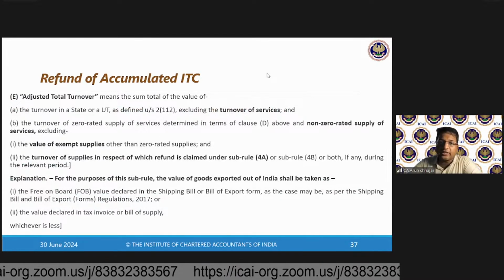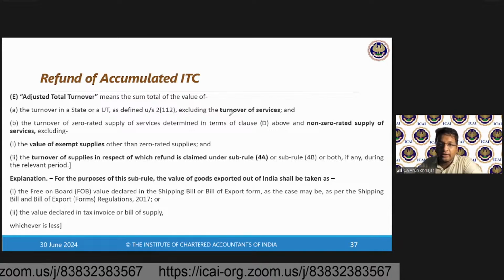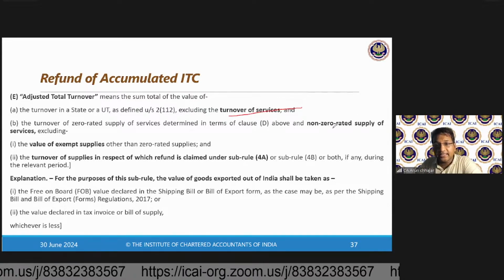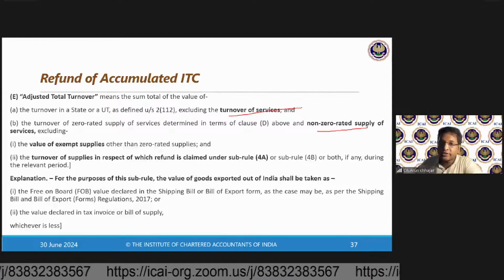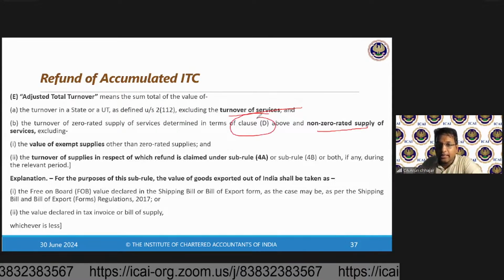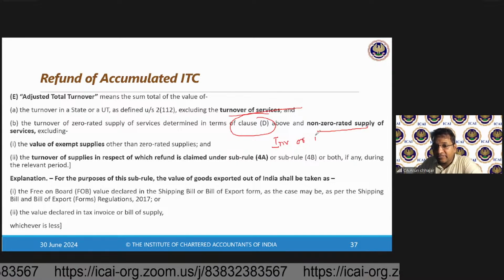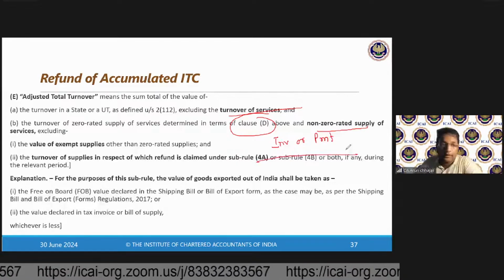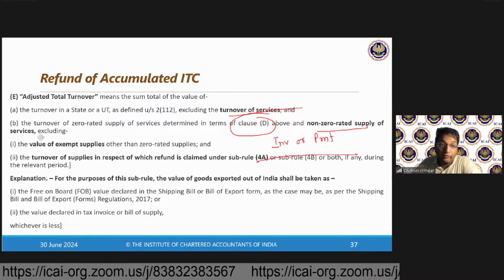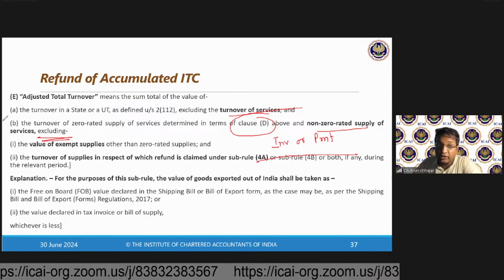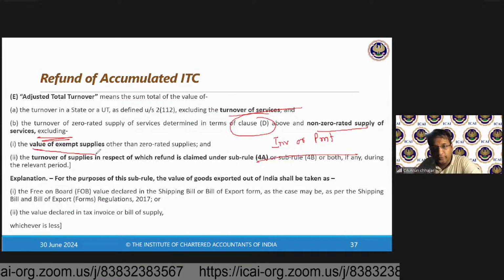Adjusted total turnover means the turnover in the state or UT excluding the turnover of services, and they are saying the turnover of services would not be as per the tax invoice, but as per clause D. It means invoice or payment, whichever is later. What is the amount which we will exclude in calculation of the total turnover? If you have the exempt supply, you will exclude.